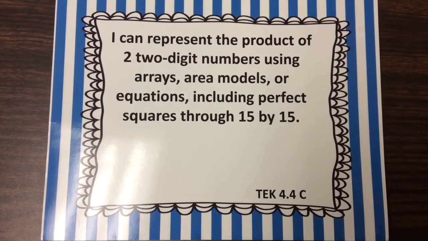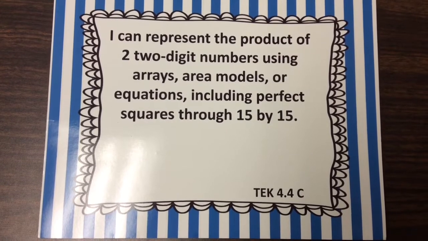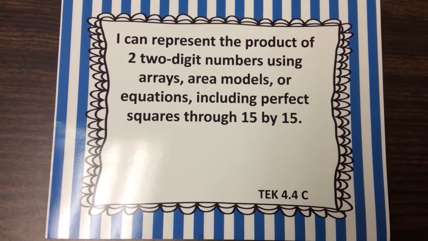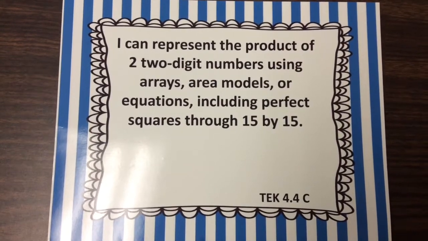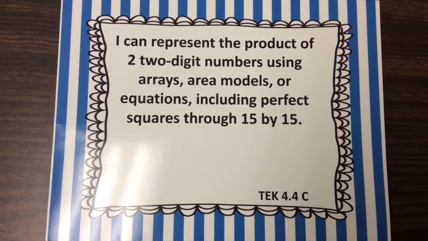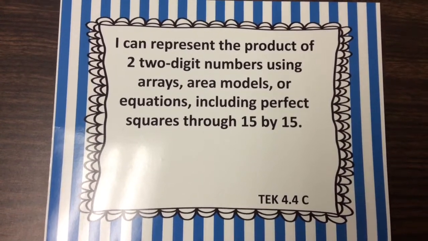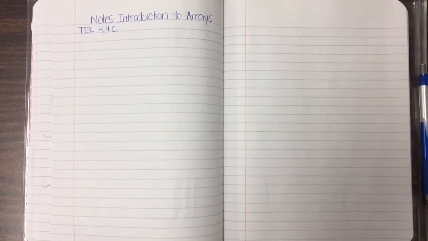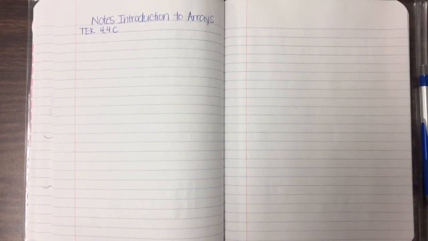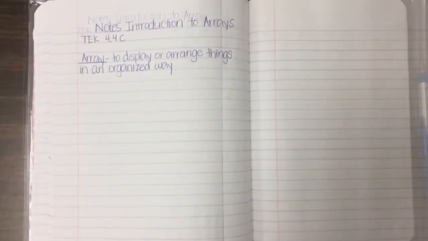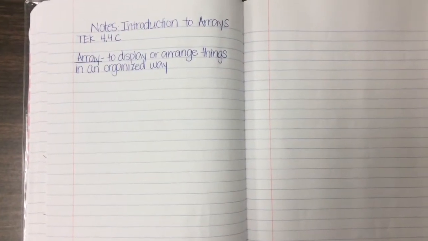I can represent the product of two-digit numbers using arrays, area models, or equations, including perfect squares through 15 by 15. Now this lesson's just going to be an introduction to arrays, and then we will carry over on Monday further in detail. So go to the next clean left page in your journal and write notes, Introduction to Arrays, TEK 4.4c.